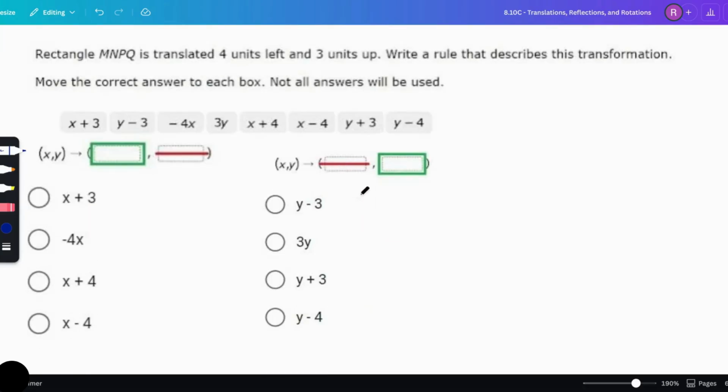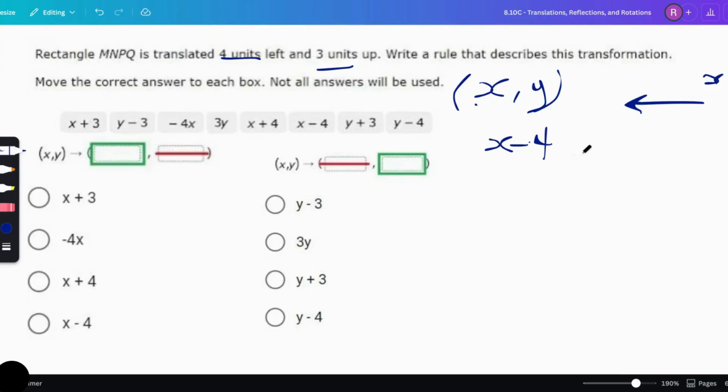So now, lastly, rectangle MNPQ is translated 4 units left and 3 units up. We have x comma y. If x moves 4 units left, when it moves left, that will be negative. So that will be x minus 4. And then 3 units up: when y goes up, it becomes positive, and that will be y plus 3.